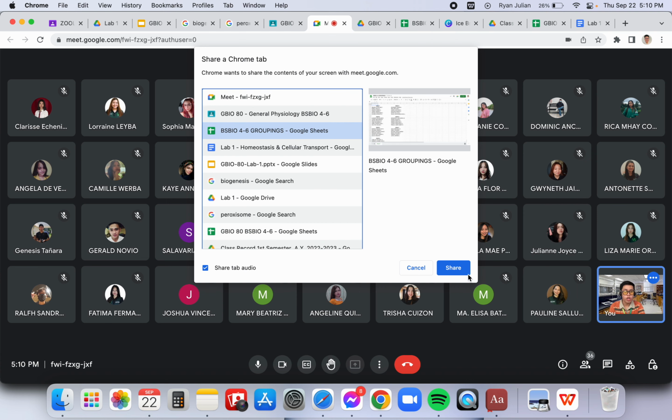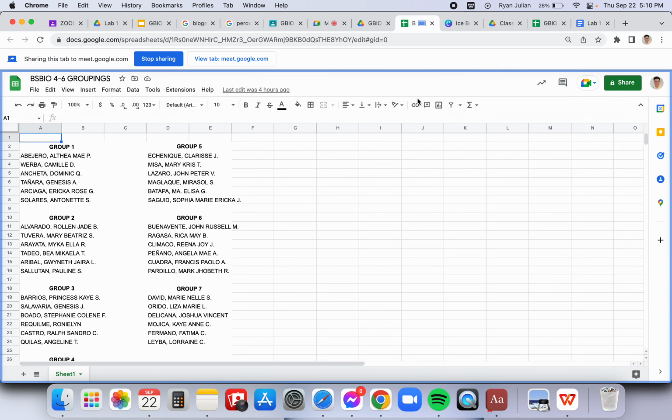Wini-wish ko na sana okay po kayo dito. Okay. Composed po tayo ng 7 groups wherein each group has 6 members in total. For group 1, we have Miss Abigero, Werba, Ancheta, Tanyara, Arshaga, and Solares.